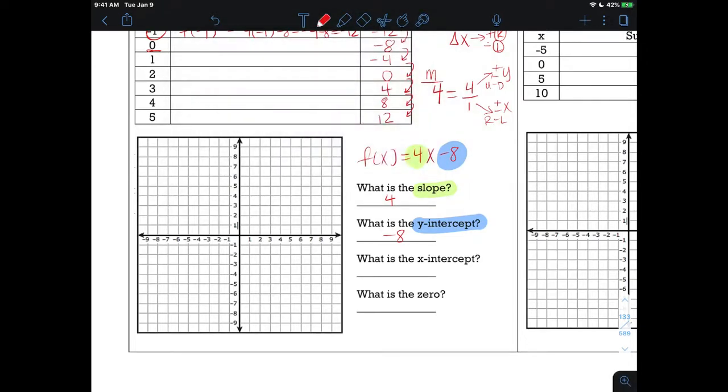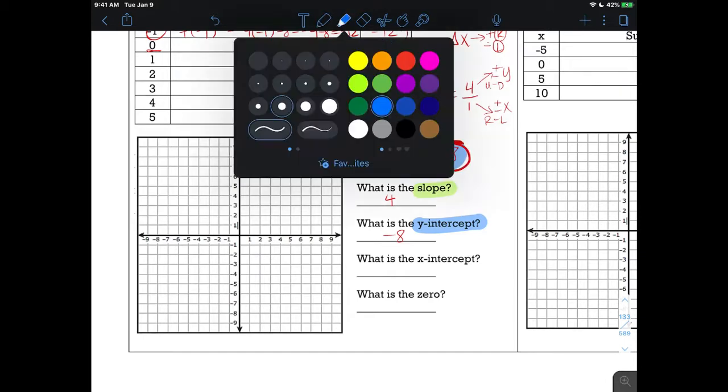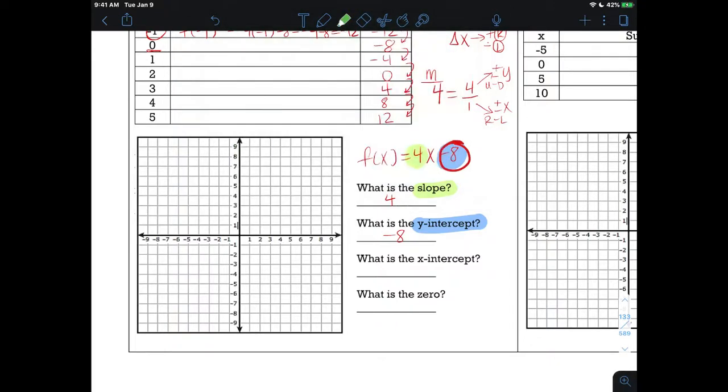All right, so first thing I look at is my y-intercept. So I'm going to look for it on my y-axis. Okay, so there's -8. I put a dot there, and now I'm going to look at my slope. It's 4, so I'm going to change that in my mind to 4 over 1. That's going to be 4 up, 1 to the right.